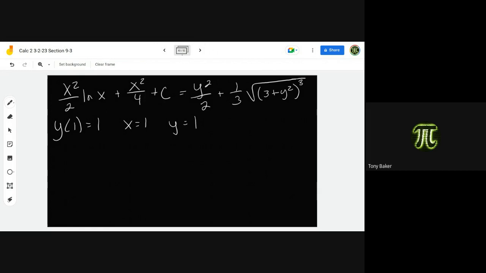All right, so first thing, can I solve this for y? No. So we're going to leave it. We do want to find out what c is, though. So I got to plug the numbers in and find out what c is. So I've got, what's ln of 1? 0. So I don't even have to worry about that part. So I got 1/4 plus c equals 1/2 plus 1/3 the square root of 4 to the third power.